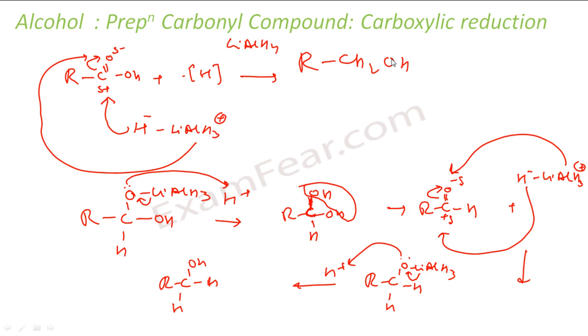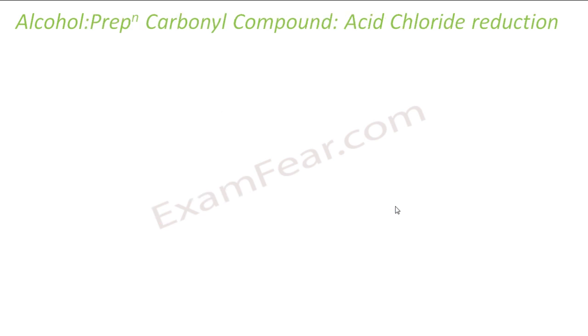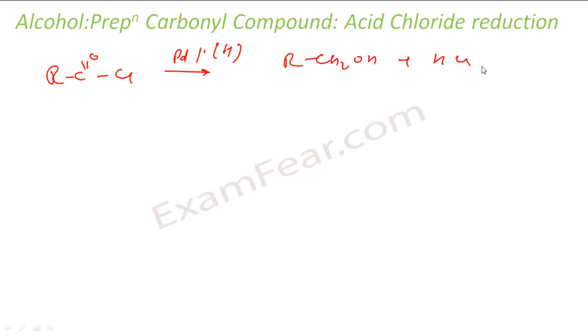Correct? See, same thing from carboxylic acid. First you actually get aldehyde, and then the same reaction proceeds. Correct? And then we have acid chloride reduction. So here we will use RCOCl. This is my acid chloride. Here also you use a Pd catalyst, add H here, now you get RCH2OH plus HCl. Same nucleophilic addition reaction, same reaction mechanism.